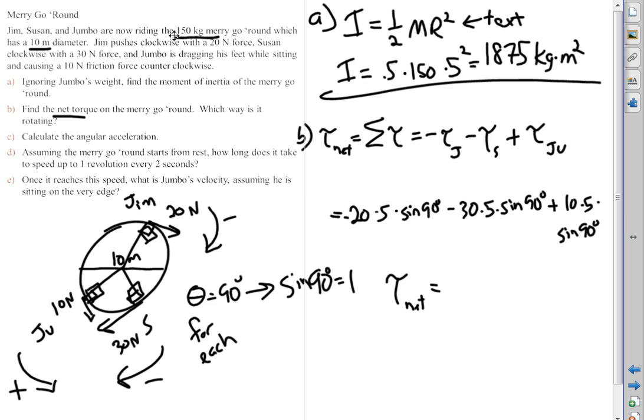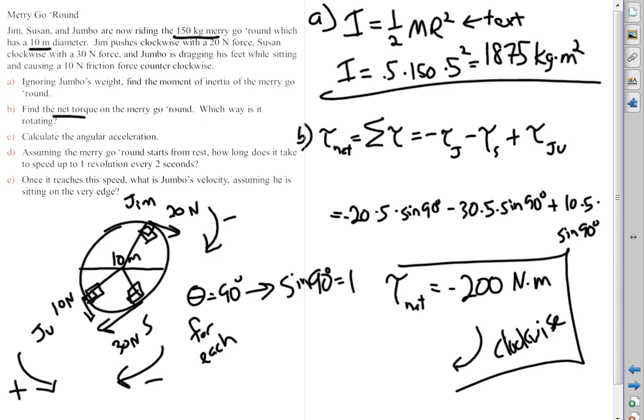And we end up with a net torque of negative 200 Newton meters, which tells us that we're going clockwise. We figured that out in advance, but it's nice that the math gives us a negative answer, which would indicate clockwise rotation. So it's nice that that validates our prediction.